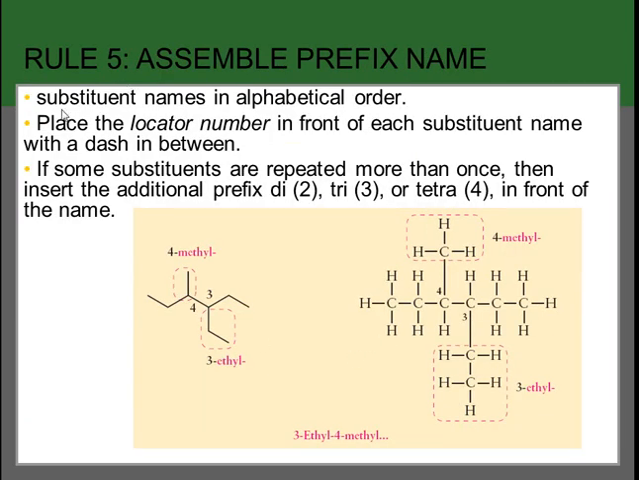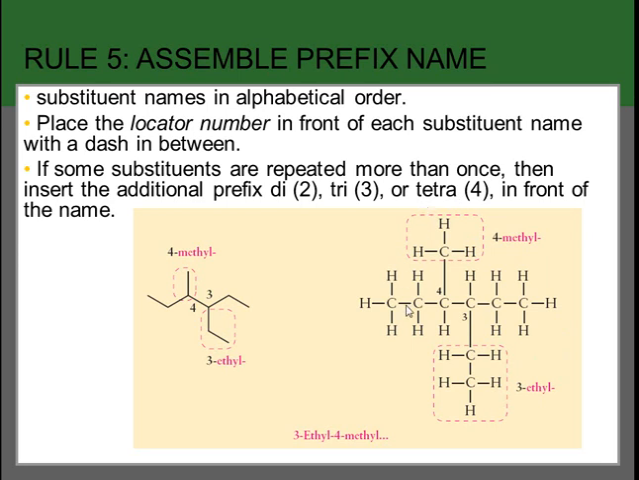And then we place the substituent names in alphabetical order. So ethyl goes before methyl, and that's the reason we'll number from the right in this case, so that 3 is in front of 4. We wouldn't want to have 4-ethyl, 3-methyl here. So we place the locator number in front of each substituent name, 3-ethyl-4-methyl. That is the prefix for this molecule.